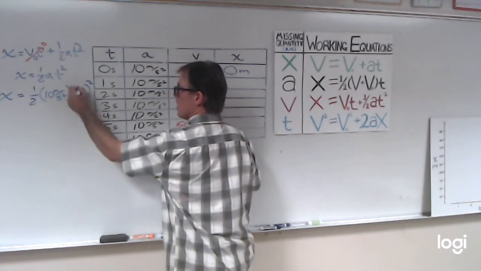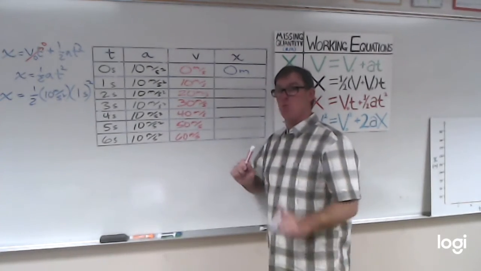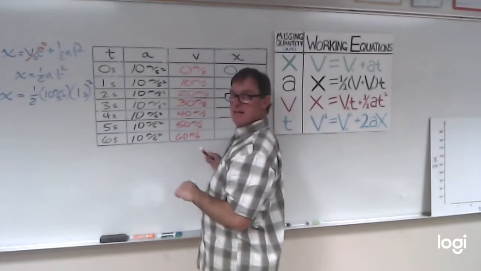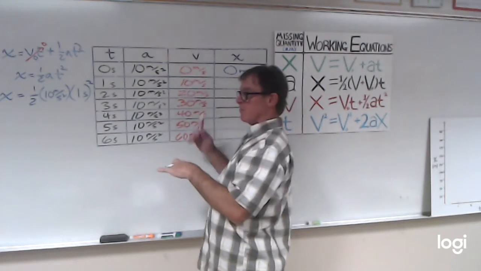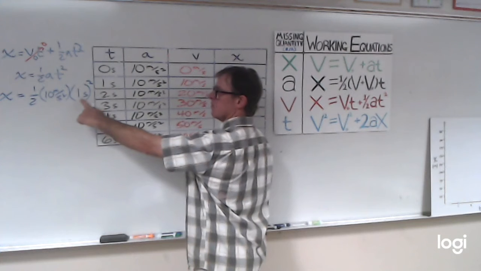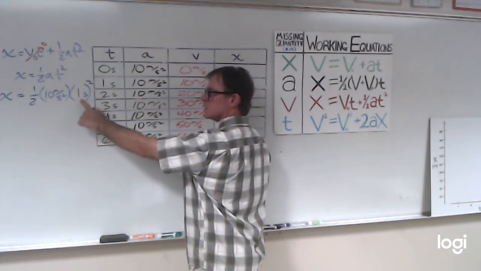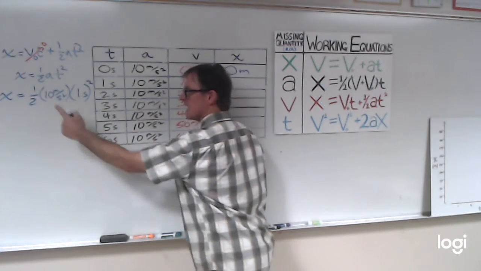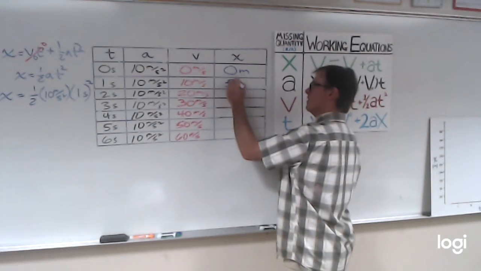Let's put in 1 second. At the end of 1 second, how far has it been displaced from the location it was dropped? How far has it traveled below that dropping point? 1 squared is 1. 1 times 10 is 10. Half of that is 5.